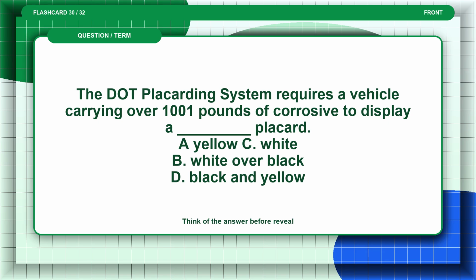Flashcard 30. The DOT placarding system requires a vehicle carrying over 1,001 pounds of corrosive to display a blank placard. A. Yellow, B. White over black, C. White, D. Black and yellow. Think of the answer before the reveal.